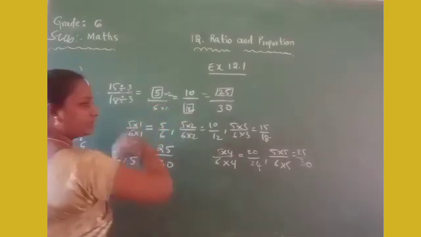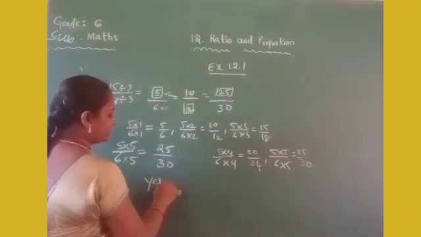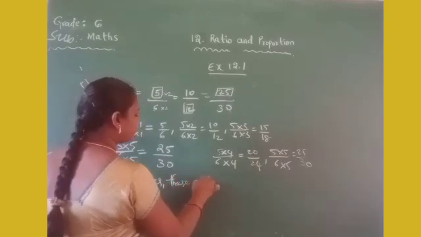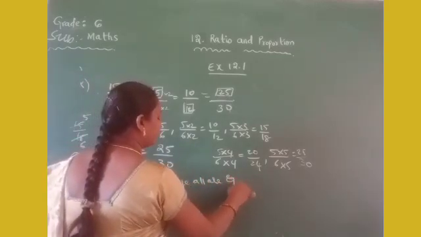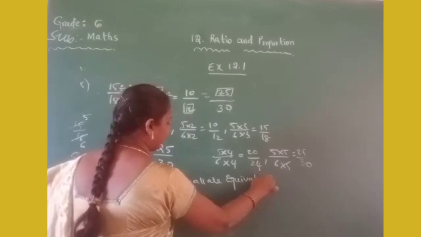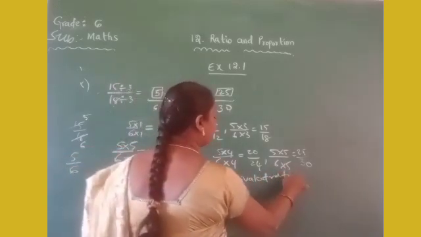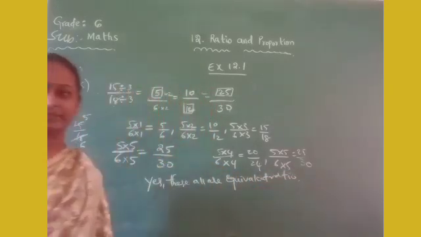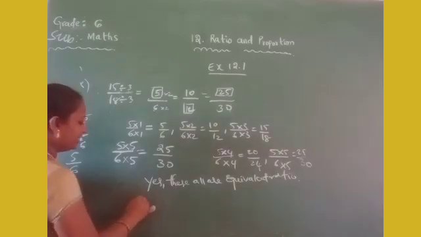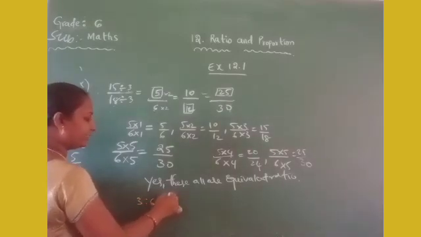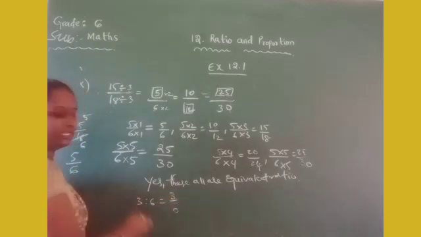Now tell me, are these all equivalent ratios? Yes, these are all equivalent ratios. And remember, we can write ratios in the form of division. That I already said: 3:6. So how can you write it in the form of a fraction? That is 3 by 6. Remember this point.